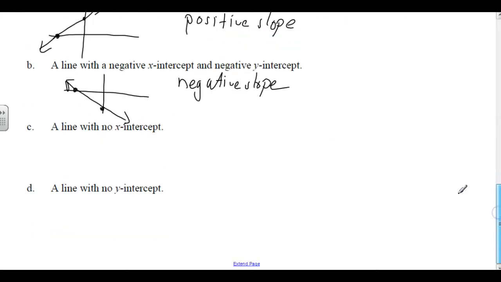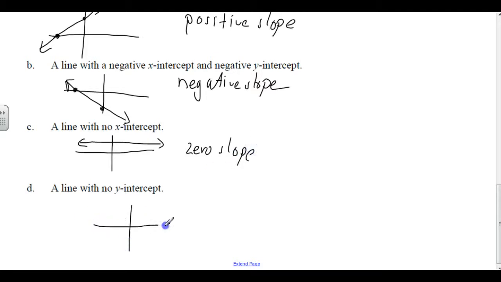A line with no x-intercept. The only way to get no x-intercept would be to go parallel to the x-axis, so that we'll never cross it, and that has a slope of 0. And a line with no y-intercept can't cross the y-axis, so it must be a straight up and down line, and that has an undefined slope, since it's a vertical line.